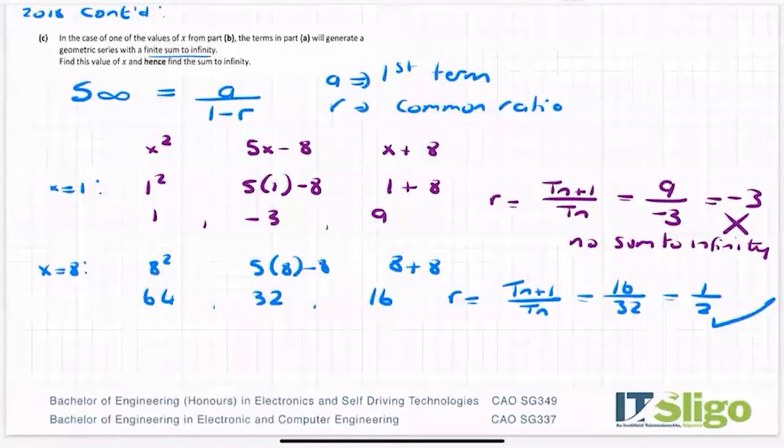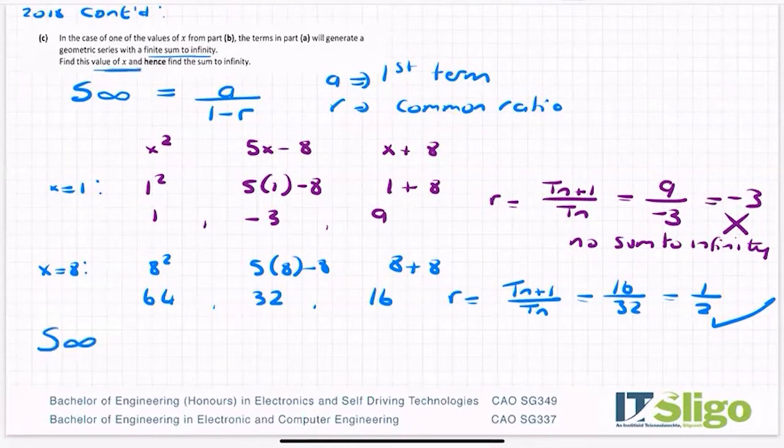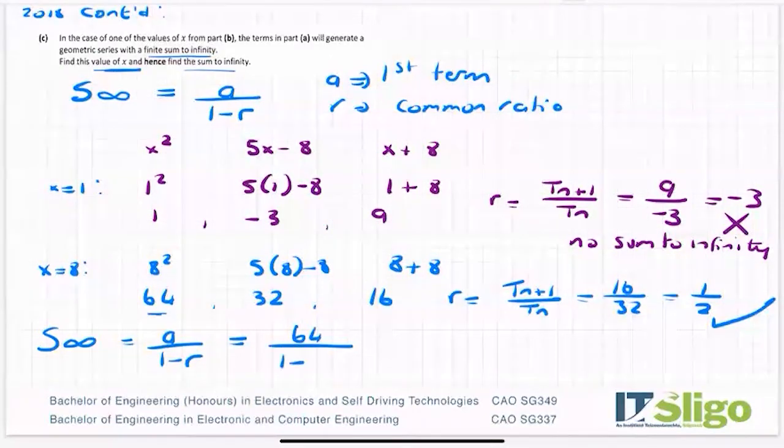So my formula is to infinity. I've now found the value of x. So the value of x is 8. So I now need to find the sum to infinity. So it's equal to a over 1 minus r. My first term is 64, I got that from here, over 1 minus my common ratio, which is a half. So that's 64 over a half, which is equal to 128.